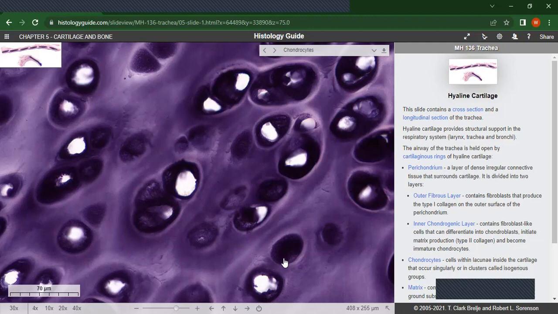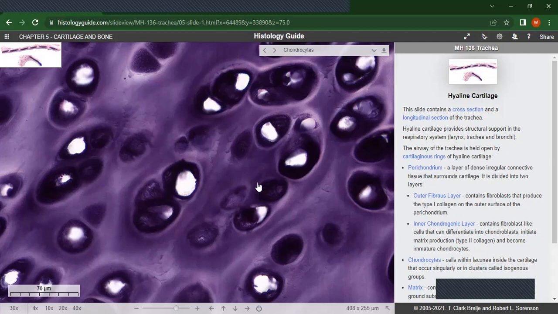So this occurs singularly, like this one, it's alone. But this here, you can see in groups of 2. This is an isogenous group. Also, this is an isogenous group. A group of 2, 4, rarely 8. You can see some in 8. So remember where I've said the location of hyaline cartilage: the airways, articular cartilage, growth plate, and the fetal skeleton. So yeah, those are the cells.